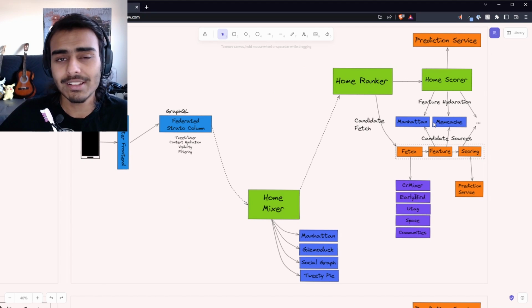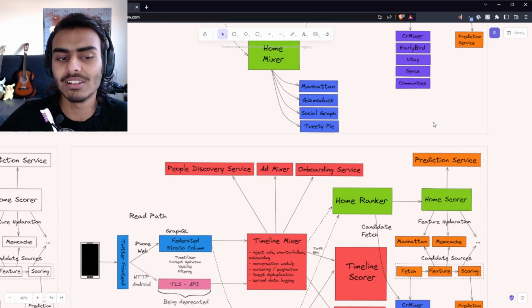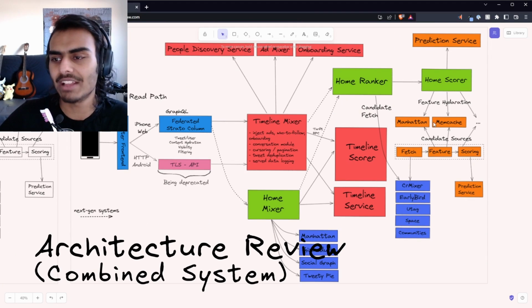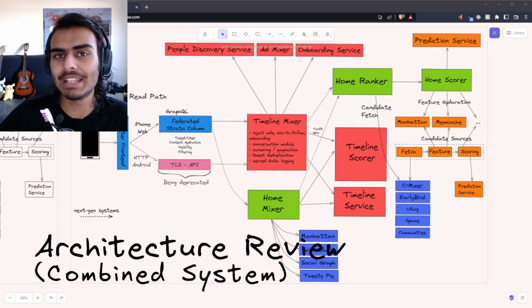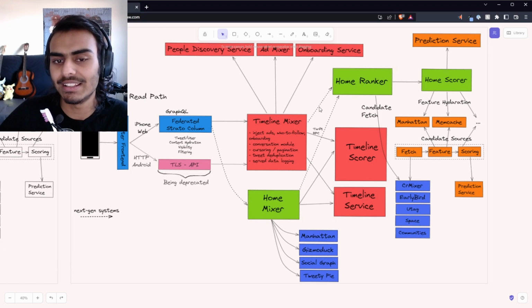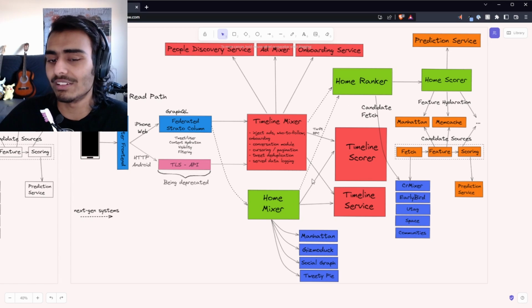With that, now let's get back to our original diagram here that has both the current and the next gen system combined together. Now, in this diagram, we see some connections and some arrows that didn't exist in either of those diagrams, like these. The timeline mixer, that is the current or the existing system, is talking to this next gen home ranker, and also the home mixer is talking to the older timeline services. Why is that the case?